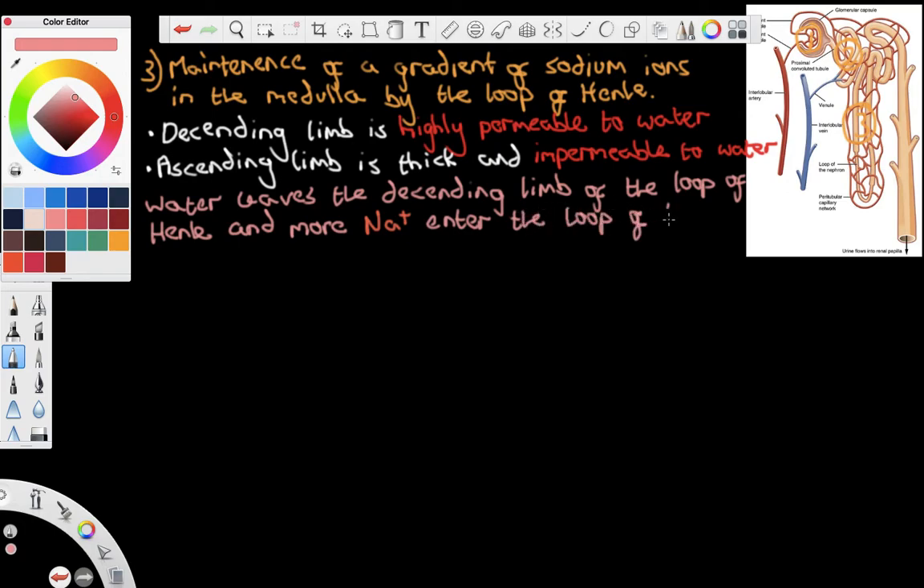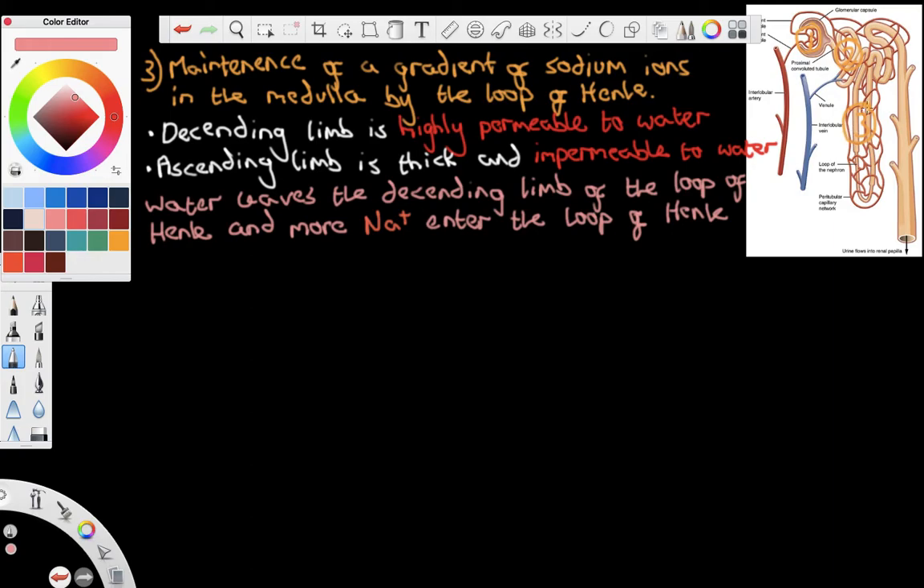Okay, so as you move down the loop of Henle, the amount of water inside of it decreases because it's moving out into the surrounding tissues. However, because we're adding more sodium ions as we go down, the concentration inside increases as you go down, so more water leaves via osmosis.